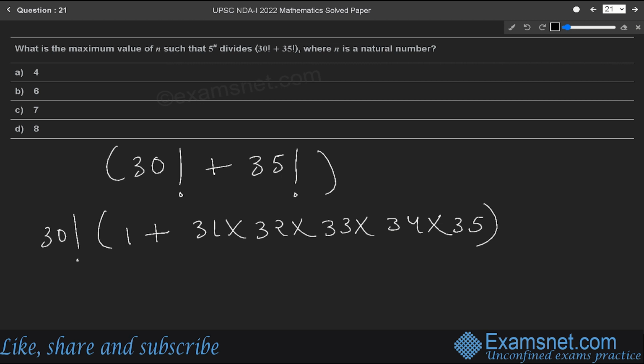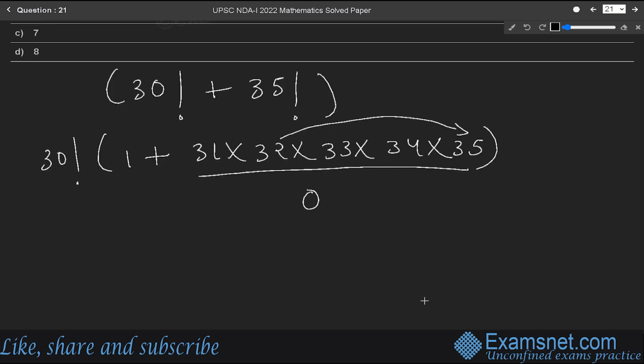When we multiply all these terms, the unit digit will be 0. Why? Because 5 into 2 is 10 and the unit digit will be 0. And we know that if the unit digit is 0 and we add 1 to it, then the whole answer will have a unit digit of 1. See, when we multiply all these terms, the unit digit is 0. And if any unit digit is 0 and we add 1 to it, then the unit digit of this full term will be 1.